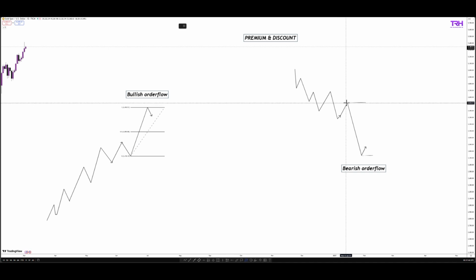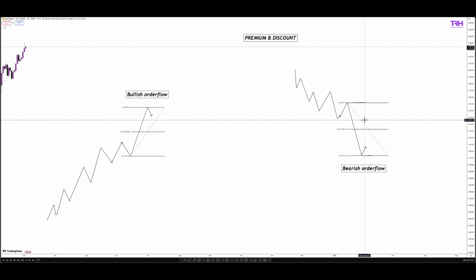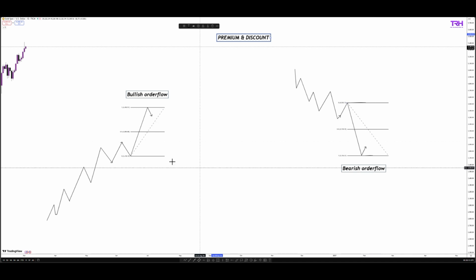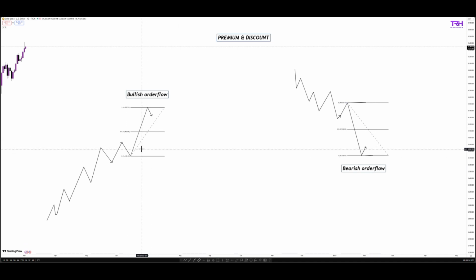We mark from the low to the high, which means 50% above means premium, 50% below means discount. Same thing, right? Meaning in the bearish order flow, in the bearish market, we want to be selling off from the premium zone. In a bullish market, we want to be buying off from the discount zone. I hope that's making sense, right?